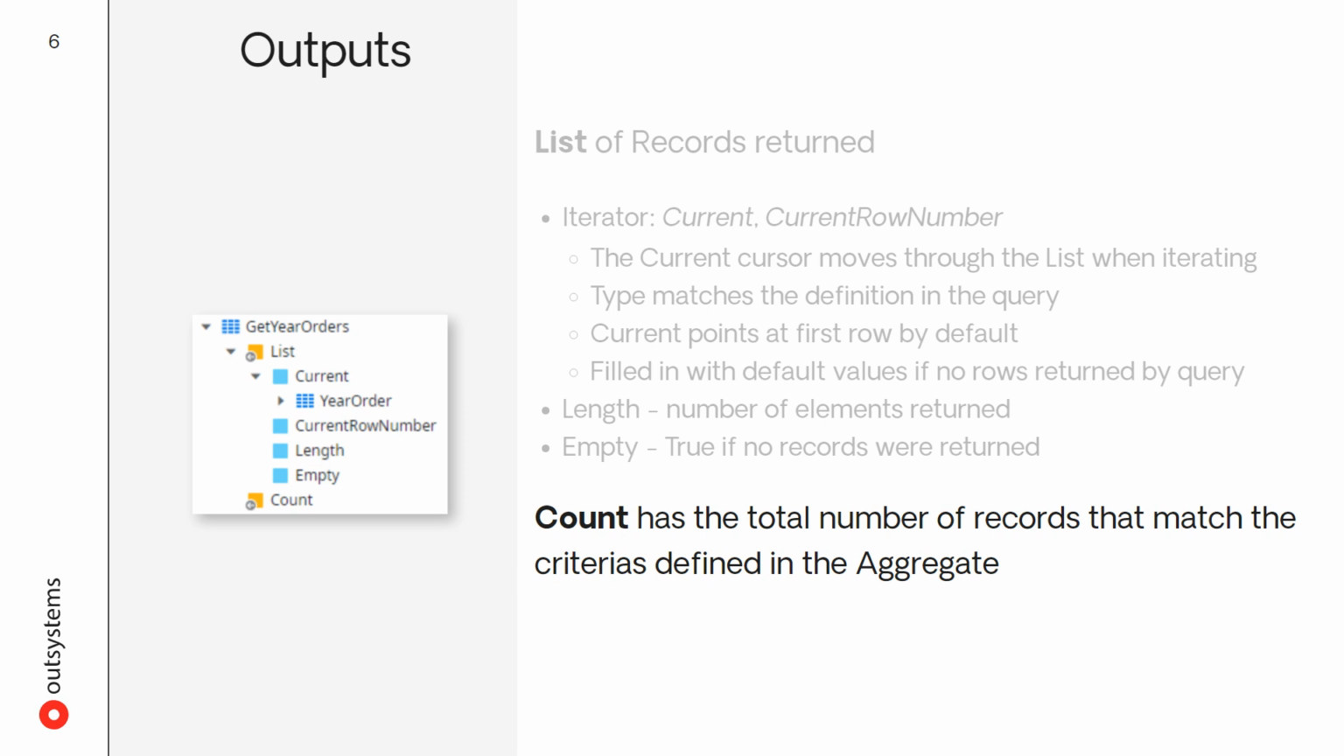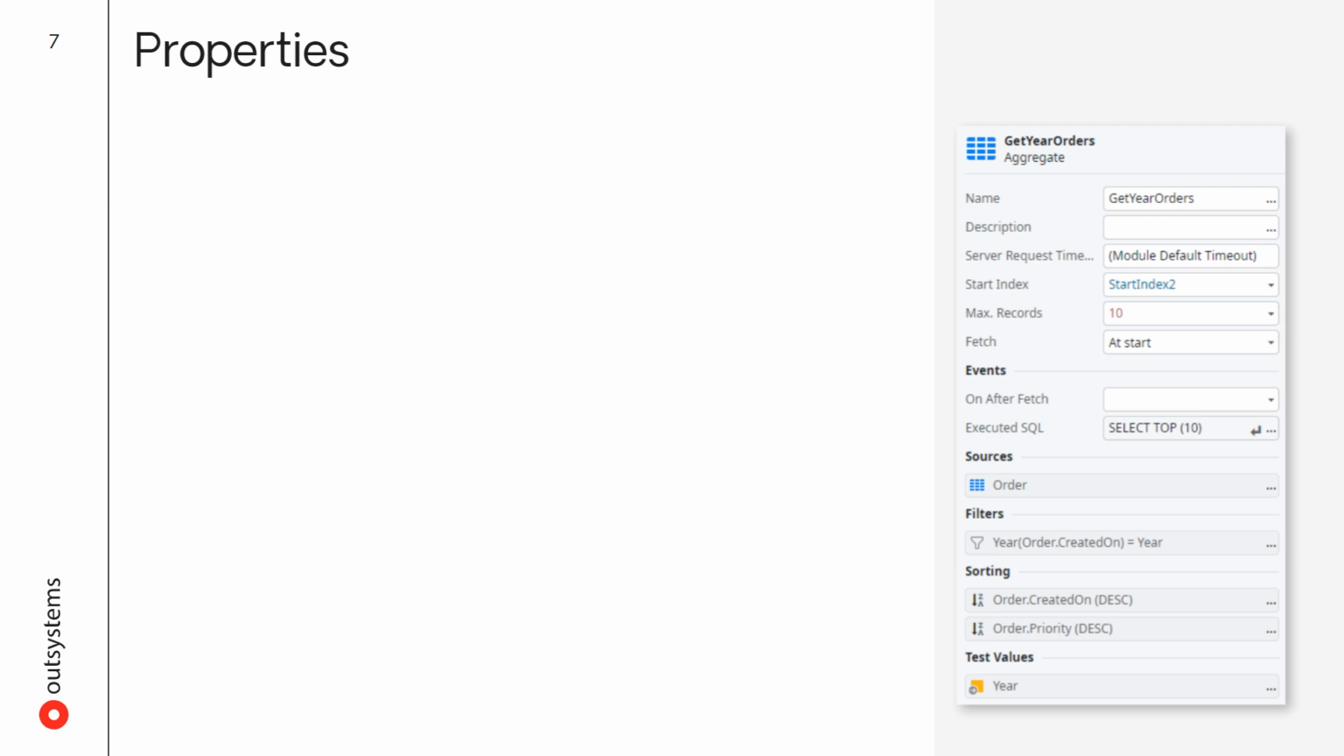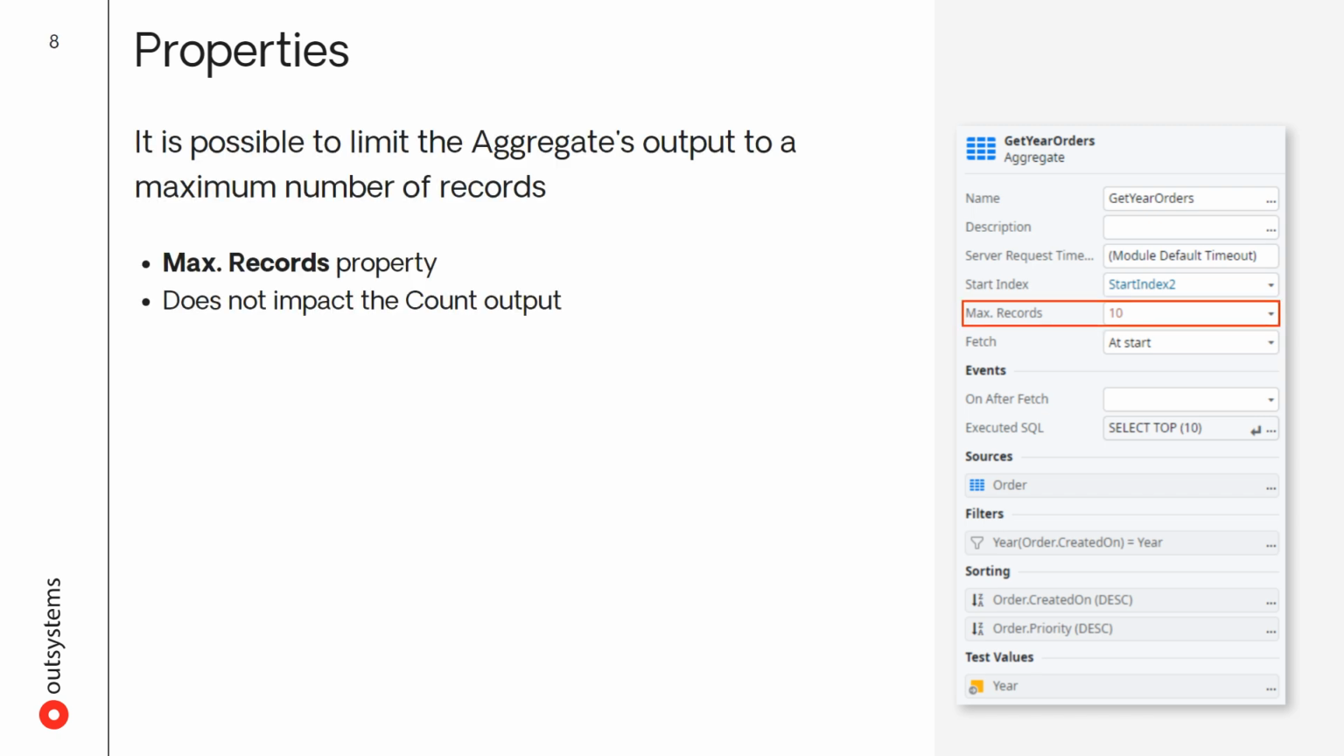Finally, the aggregate also has a count output parameter. The count will contain the total number of records that match the query criteria, which may be different than the length of the list. Each aggregate also has a few properties besides those defined as sources, filters, and sorting. It is possible to limit the maximum number of records to be returned by the aggregate. Note that this max records property does not affect the count output we saw earlier. The underlying SQL query is changed to select the first X number of records.